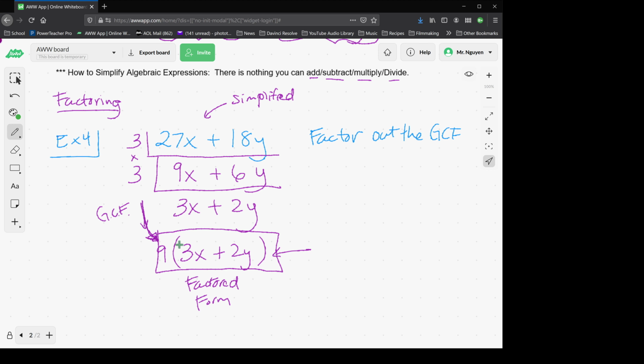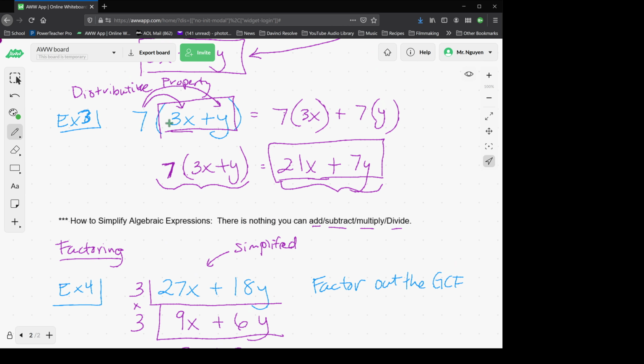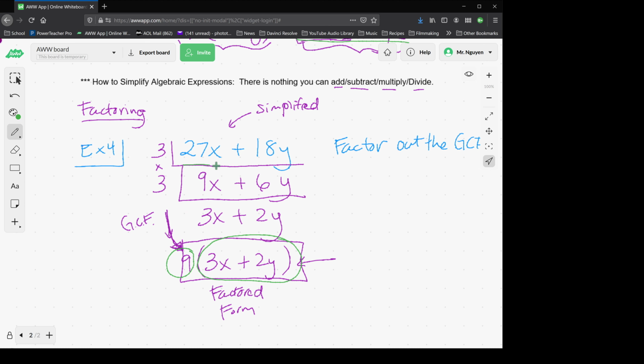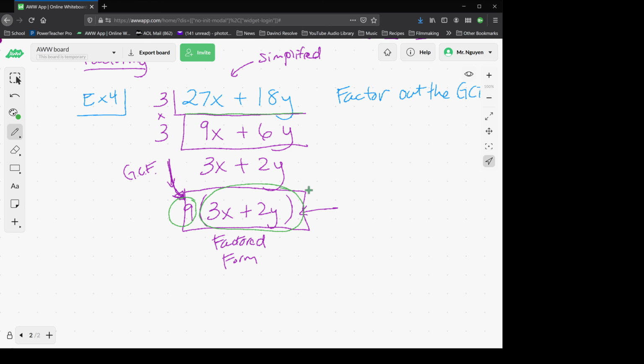So you have two things now. You're going to multiply the 9 times this. See how the factored form is like the backwards version of the distributive property? The distributive property begins with two things that need to be multiplied, and then you end up with something that's simplified, 21x plus 7y. Over here, you begin with something that's already simplified, and you transform it to something that is no longer simplified. You have two factors, 9 and 3x plus 2y. That's what it is. Okay?